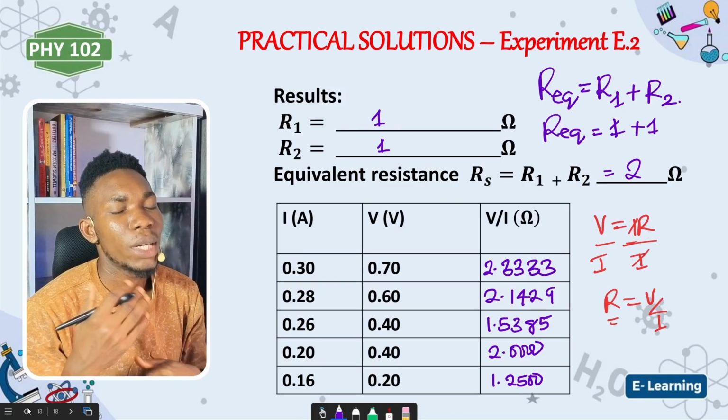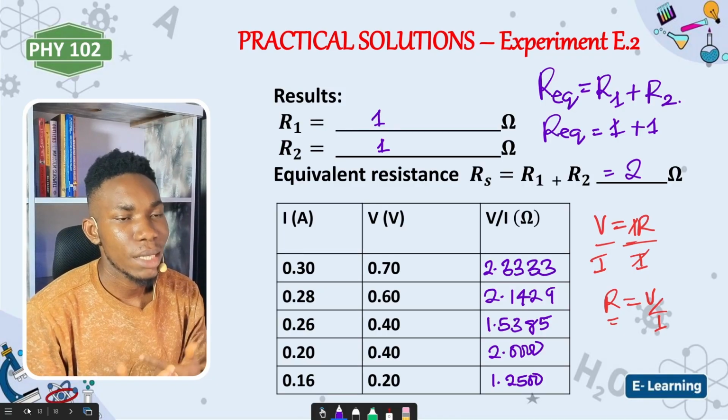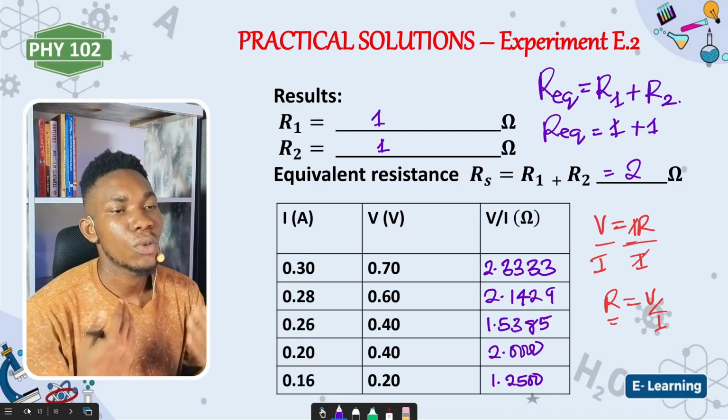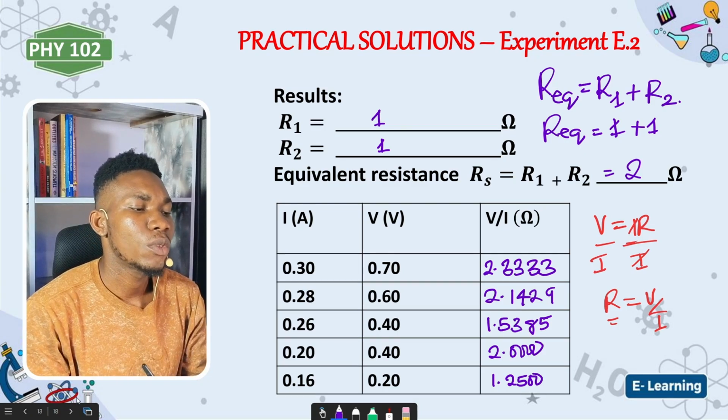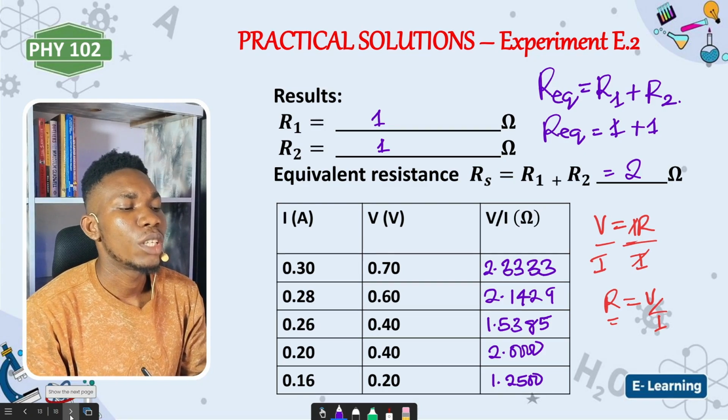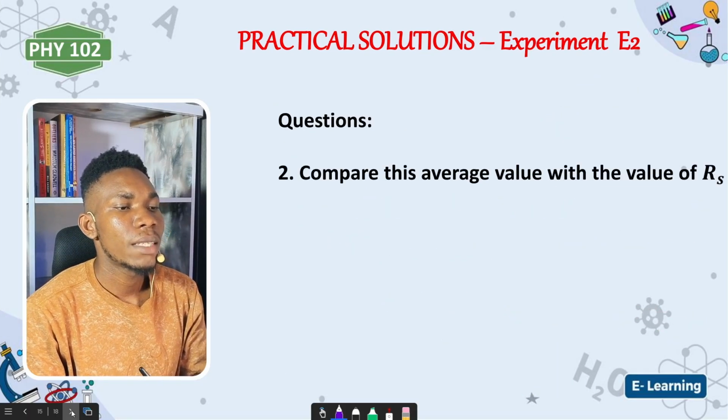So where you get 1.8, 1.9, 2, sometimes maybe we get 2.1 and so on and so forth. So long as you approximate to one significant value, to a whole number, to give you 2, then you are actually correct. Now let's see the next one.